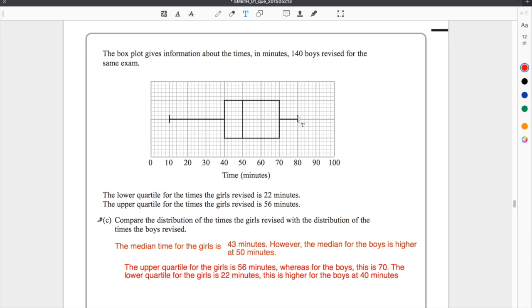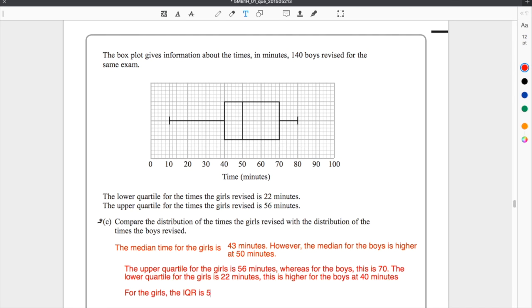And the interquartile range is just the upper quartile subtract the lower quartile. We can abbreviate this to IQR. Sorry, that's for the boys. For the girls, it's just 56 minus 22, which is 34.